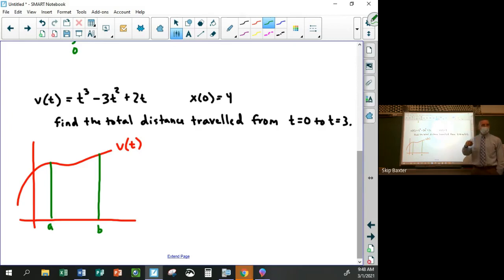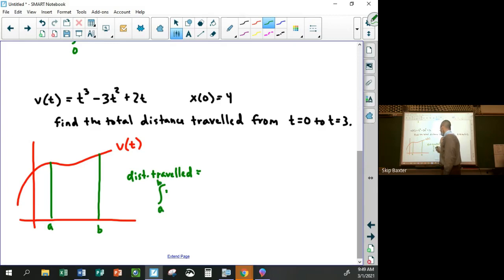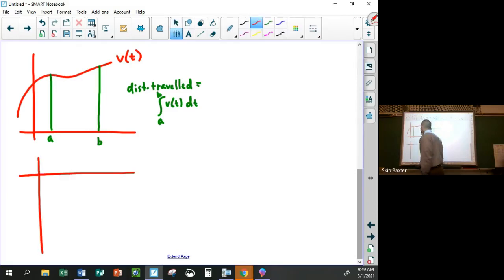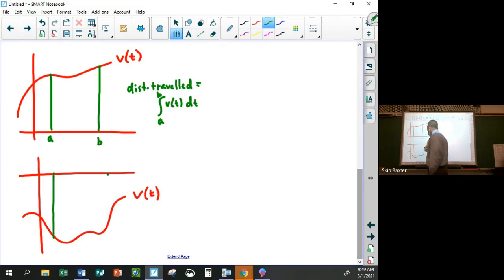Okay, so in this case, distance traveled would be the integral from A to B of v of t. All right, case 2. What if the velocity function looks like this? And I'm trying to calculate the distance traveled from A to B.